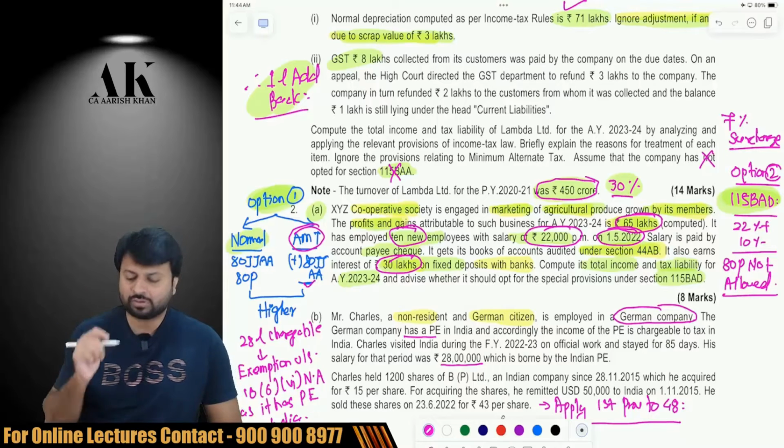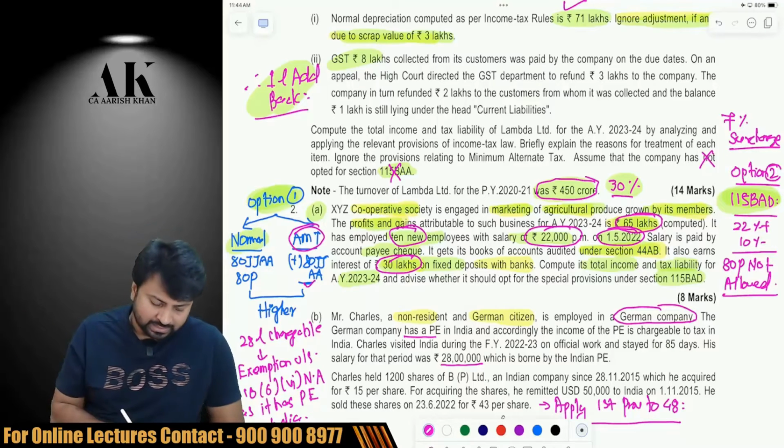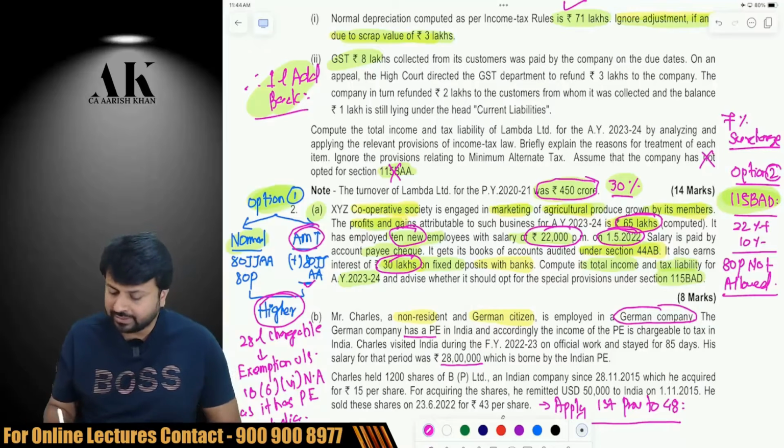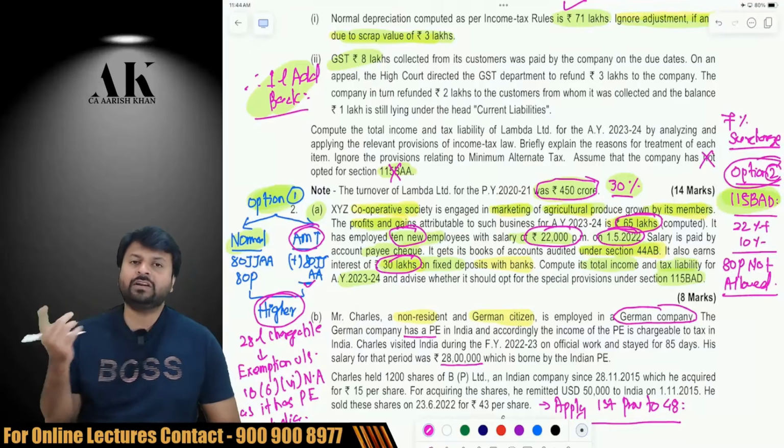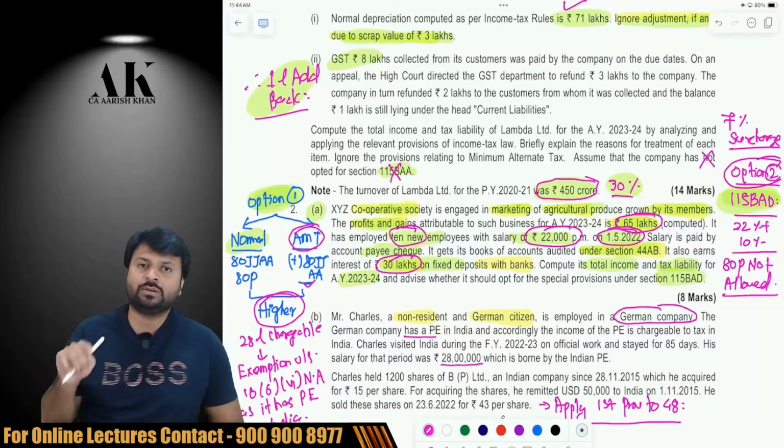Surcharge if applicable and cess always. Once this calculation is done, this will be your first tax. Then you go for 115BAD. In 115BAD, what is the total income? How will you compute the total income?